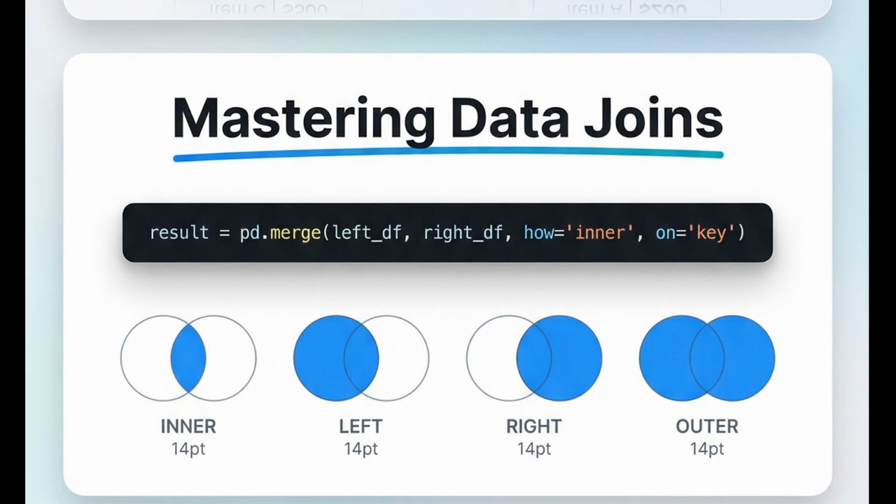Merging combines datasets. Inner join keeps only matches. Left join keeps all original rows plus matches. Outer join keeps everything. Visualizing these sets helps you avoid data loss.